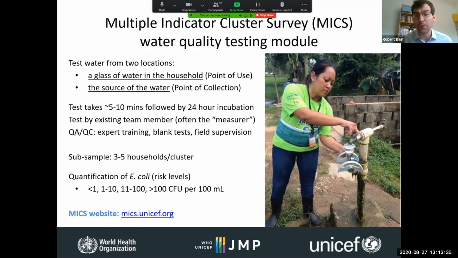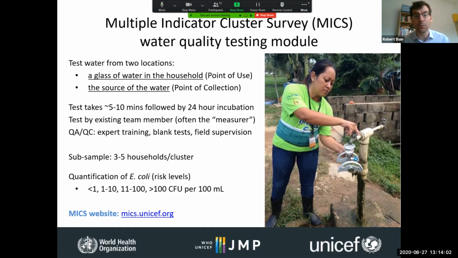So UNICEF has supported a program called Multiple Indicator Cluster Surveys for over 20 years, which is a multi-topic survey covering a wide range of issues about the well-being of children and their families. Since 2012, the JMP has collaborated with the MICS team to develop a comprehensive module for SDG WASH monitoring, which would include E. coli measurement. In a minute, we'll show you how that works, but in brief, it involves testing water from 2 locations.